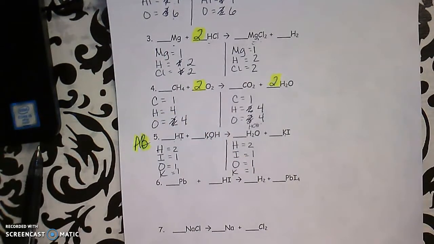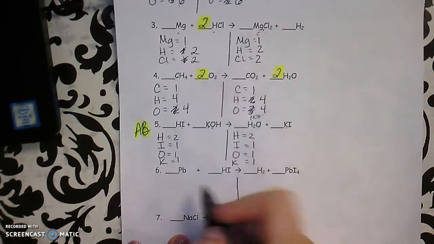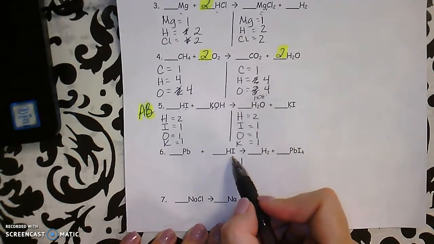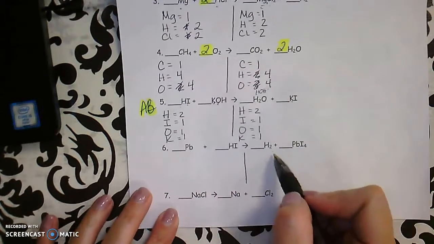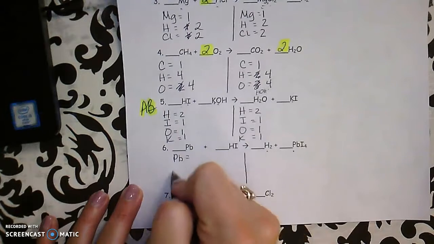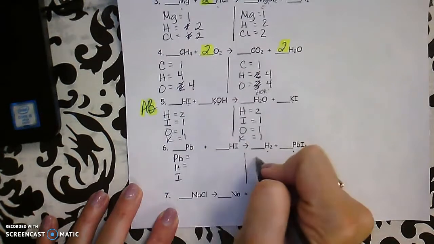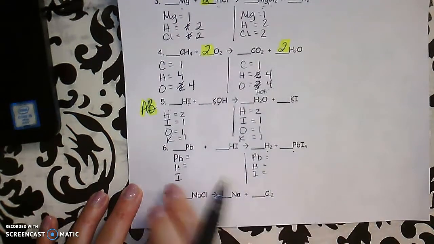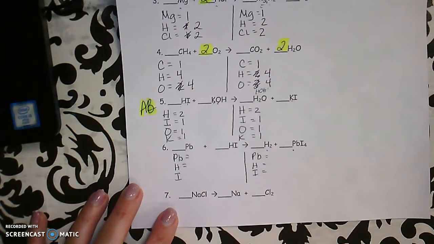You will have at least 1 more of those that you get to find on this paper. Okay? So you're going to do number 6. I'll start you off. Draw our line. This is lead and hydroiodic acid again, HI. It's going to make hydrogen gas and lead iodide. So Pb equals, H equals, I equals. Do that for both sides. You're going to count your atoms. This one, see if it's balanced, and then work to get it balanced.